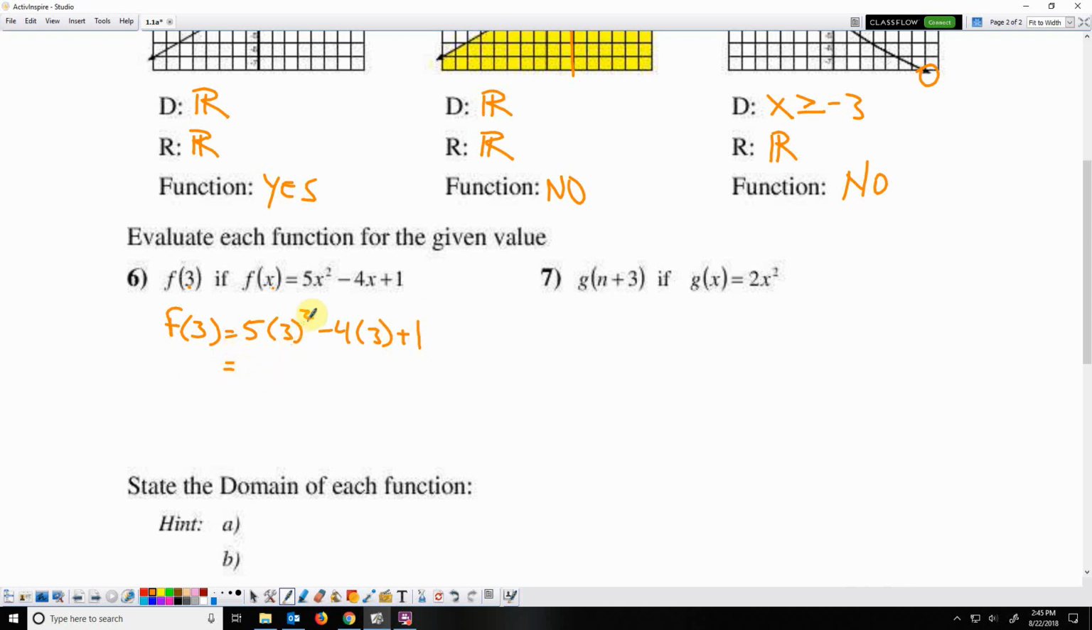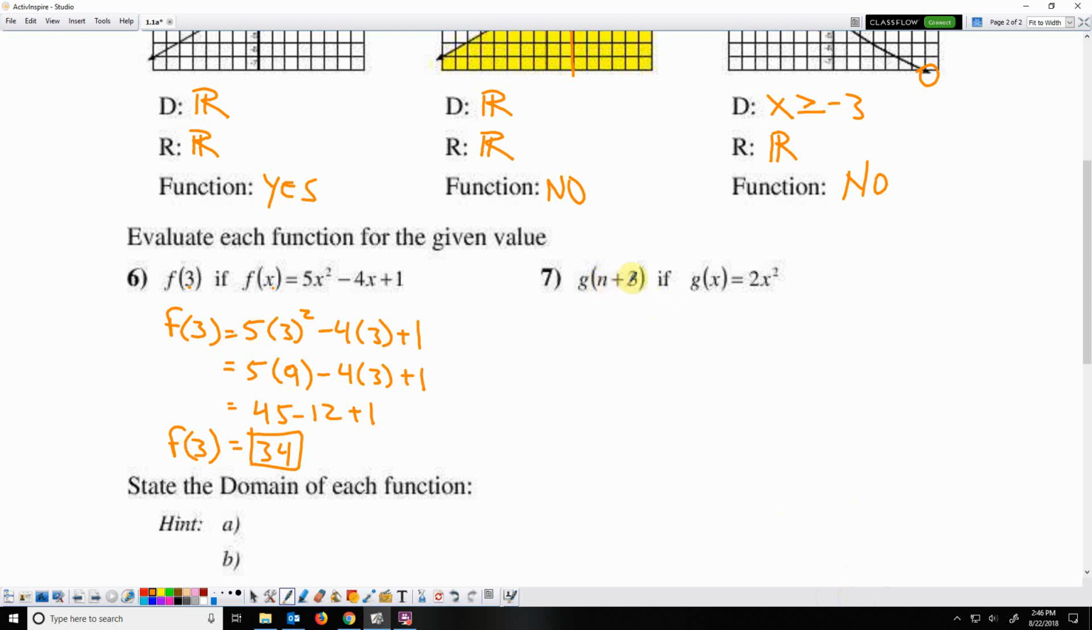By order of operations, I have to do the exponent first. So that's 5 times 3 squared, which is 9, minus 4 times 3 plus 1. Now I need to do multiplication. So that's 5 times 9 is 45. 4 times 3 is 12. And then I do addition and subtraction. They have the same priority. That just goes left to right. 45 minus 12 is 33, plus 1 is 34. So f of 3 has a value of 34.